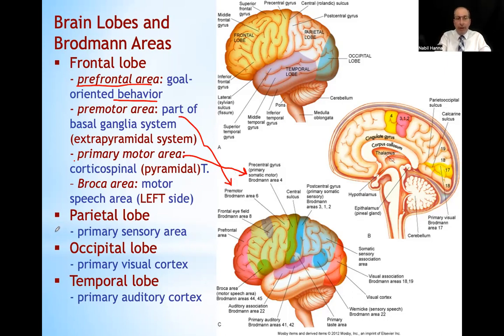And this is what we have in the parietal lobe, the primary sensory area; in the occipital lobe, the primary visual cortex; in the temporal lobe, the primary auditory cortex. But now I want to focus on these two areas. The premotor area, which is part of the extrapyramidal system, and the primary motor area, which is the center of the pyramidal system. So let me talk about these two systems, the pyramidal and the extrapyramidal systems. So let me shift to the whiteboard now.